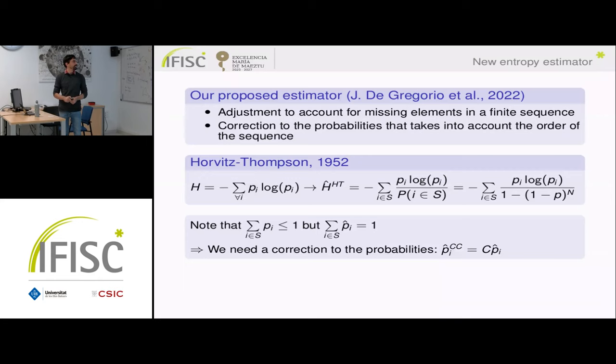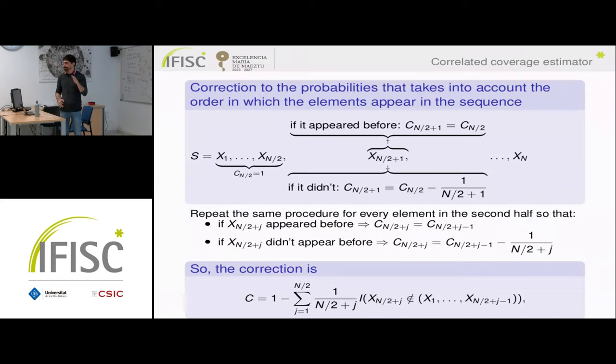Okay. So, any other question? So our proposal is to correct these probabilities by taking into account the order in which the elements appear in the sequence. And our proposal is the following algorithm: given a sequence, we divide it into halves. For the first half, the correction is just one.